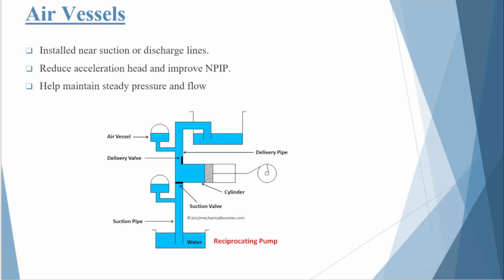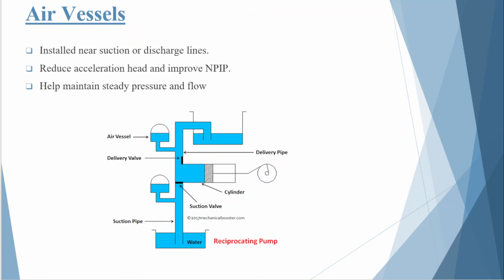One of the most effective methods of reducing acceleration head is the installation of an air vessel. An air vessel is simply a pressure vessel containing compressed air above the liquid level. It is normally installed as close as possible to the suction or discharge nozzle of the reciprocating pump. Let's understand how it works.